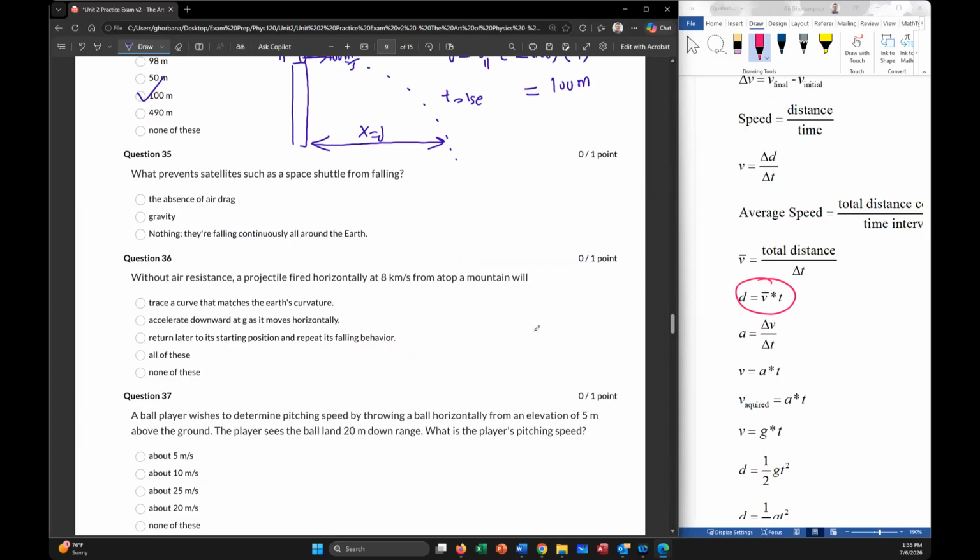35. What prevents satellites such as a space shuttle from falling? The absence of air drag, gravity, nothing. We just had this question. It's nothing. Yes, nothing. There you go.